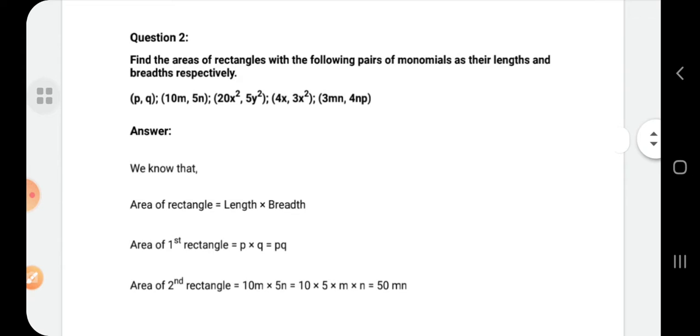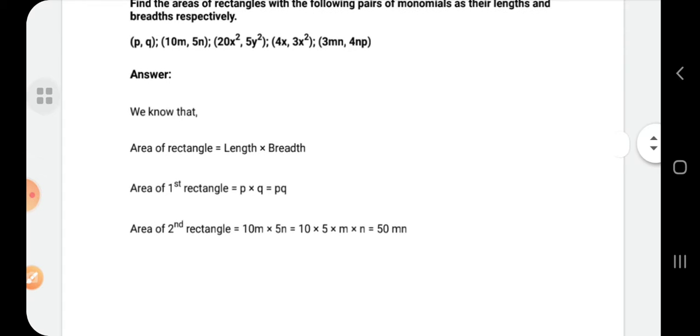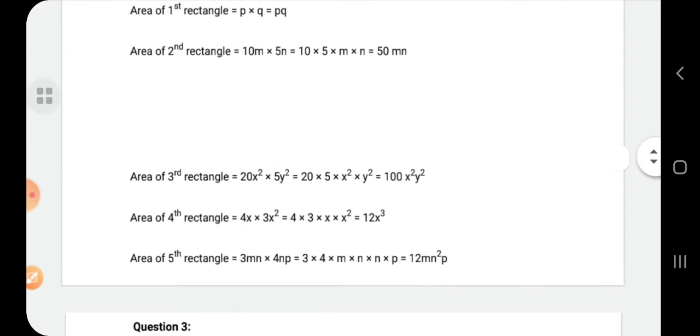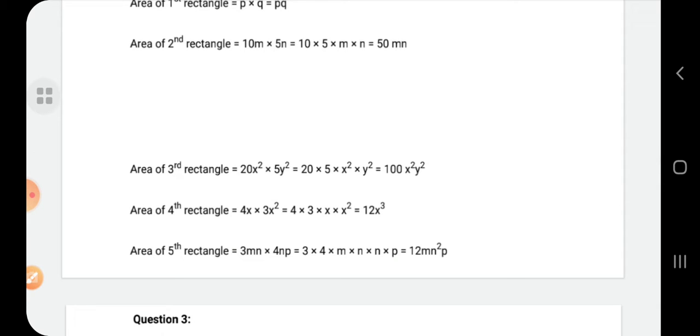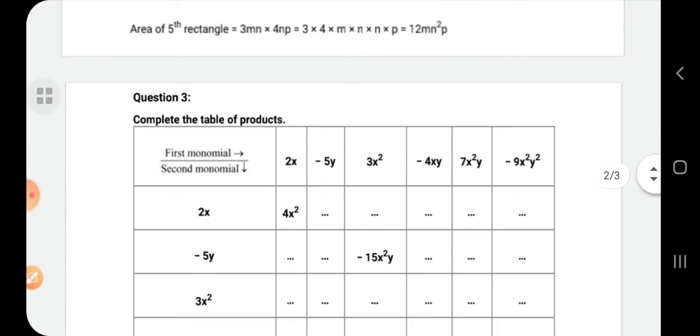Okay, 20x square and 5y square, then 20 into 5 is 100, into x square y square. 4x into 3x square, that is 12x cube, so the area will be 12x cube. 3mn and 4np, the area will be 12mn square p. Okay, n comes 2 times, so the power of n increases from 1 to 2. Okay, 12mn square p.